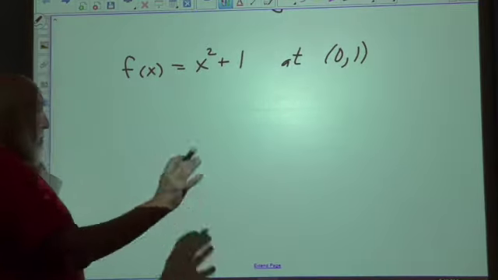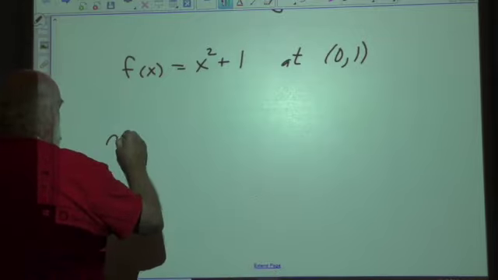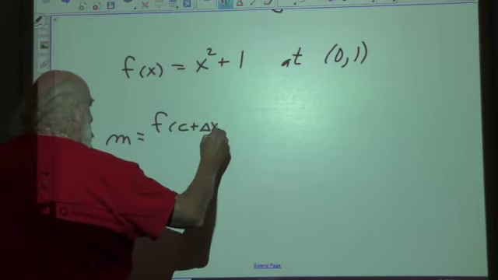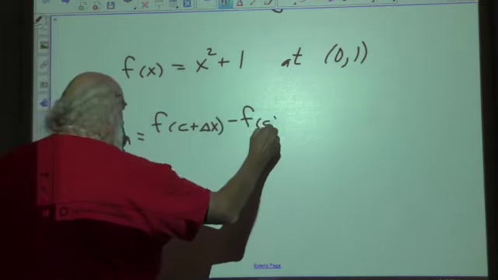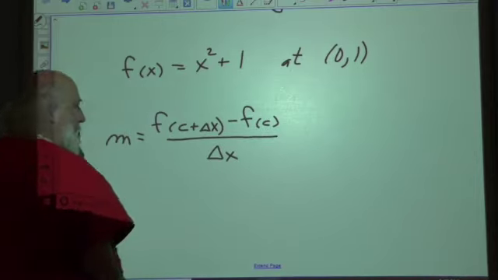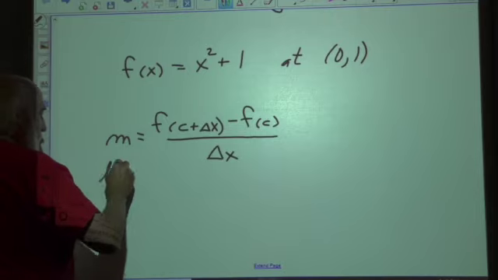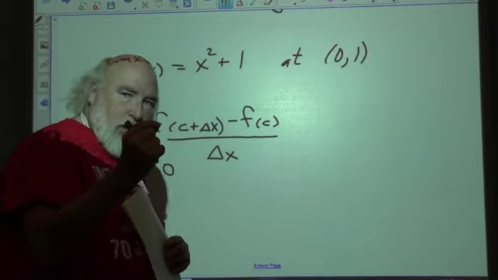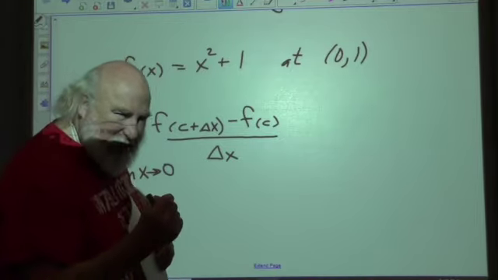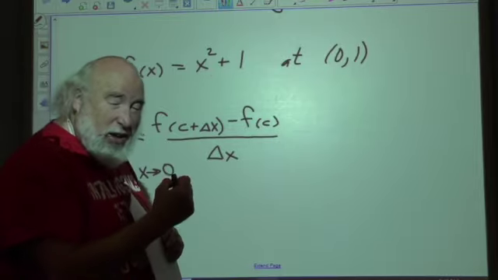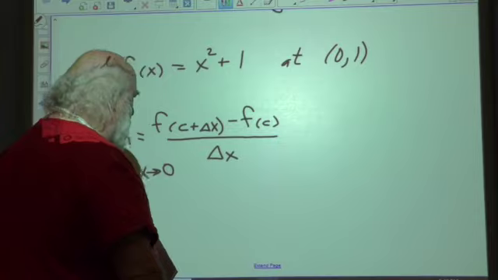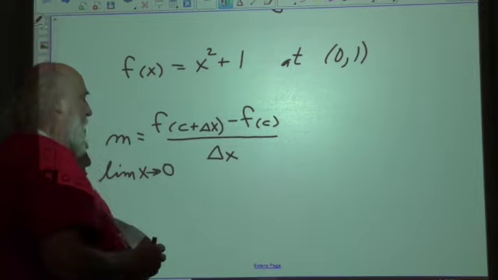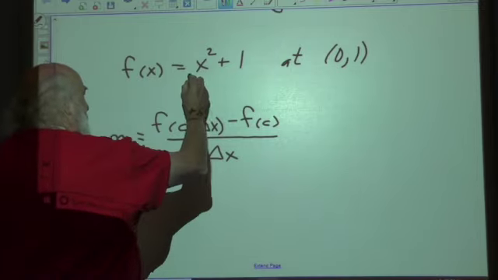Okay? So let me put the definition of slope down there again. m equals f of c plus delta x minus f of c, over delta x. And we're using the limit as delta x approaches 0. Because we want that distance to be basically non-existent, but slightly more than non-existent. You can't even see between those 2 points. And that'll give you the absolute slope value for that. So, this is your function.